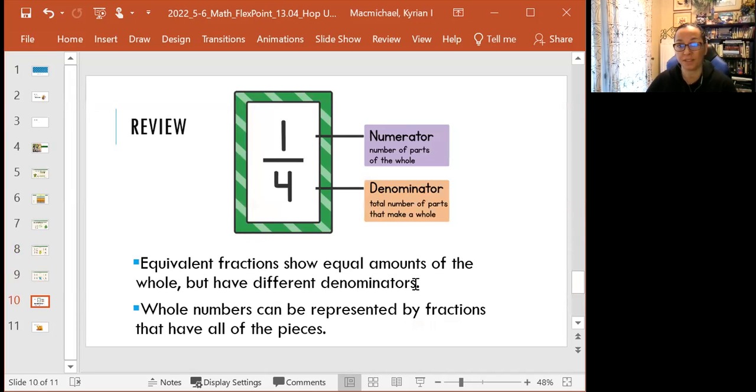Remember, equivalent fractions are equal amounts of a whole, but have different denominators. Whole numbers can be represented by fractions that have all the pieces. And we know that as the denominator gets larger, we're sharing with more people, so the pieces get smaller. The numerator is the number of pieces I have, and the denominator, which is down on the bottom, tells me how many pieces my whole is cut into.